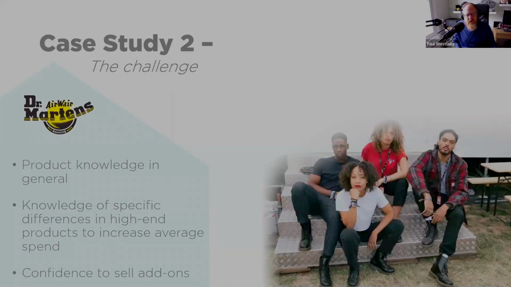The second case study we'd like to look at is Dr. Martens. A team at Dr. Martens used MemoryBox to solve, I guess, a similar problem, in that they wanted to improve product knowledge in general. They wanted their staff to be experts on their range of shoes.